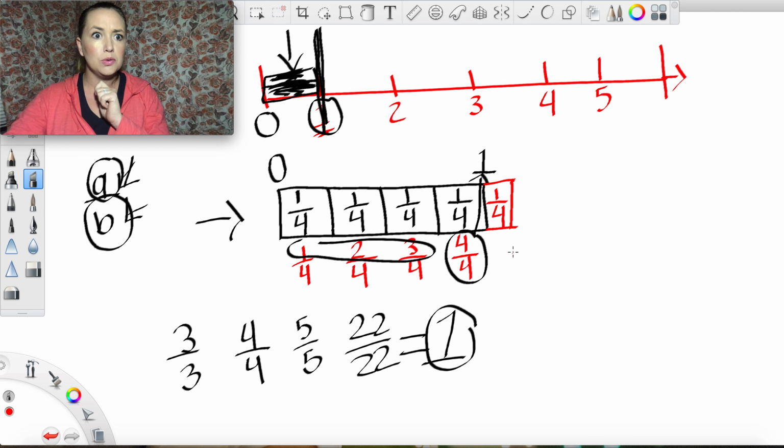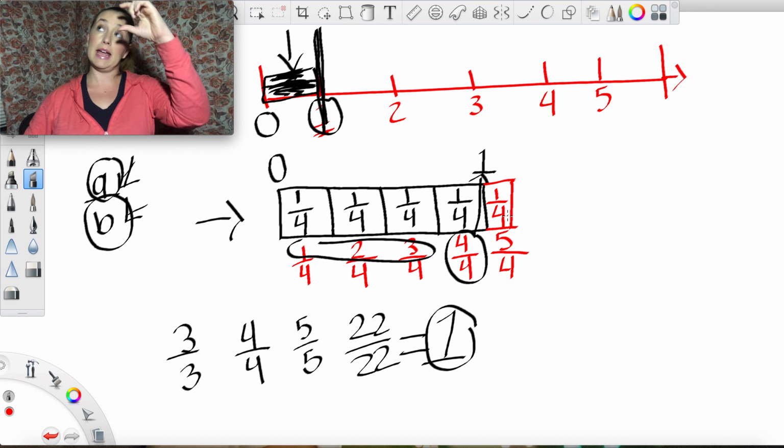Well, what would I do if I were continuing to count them? How many fourth pieces would I have? Well, I would have 1, 2, 3, 4, 5. But my denominator doesn't change because it's still 4 pieces in order to make a whole. So this right here would be 5/4.